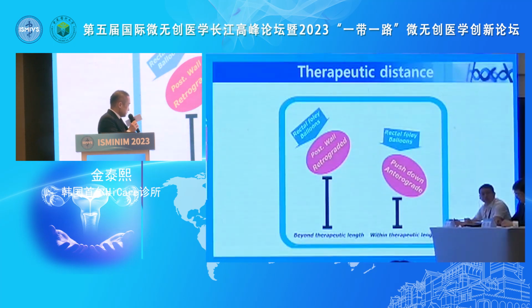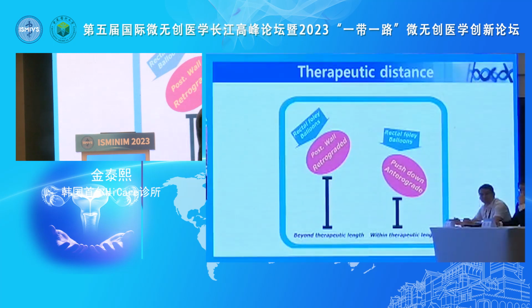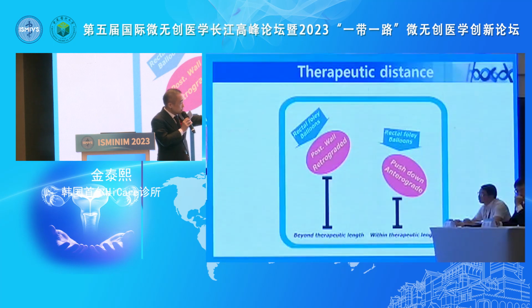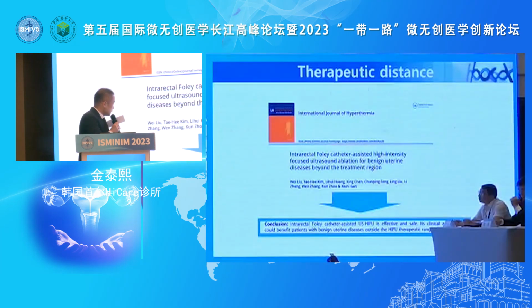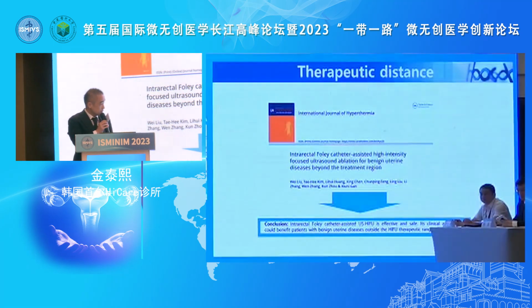And sometimes this region is beyond the therapeutic length, and in this case we cannot treat. But when we insert a Foley catheter into the rectum and inflate the balloon, this balloon presses the uterus, and the uterus changes to anteverted. So using a rectal Foley catheter and inflating the balloon makes the therapeutic distance. We change the position, and it is very easy to treat with HIFU. In this article, we tried to treat the region beyond the therapeutic distance, and we successfully treated these regions.